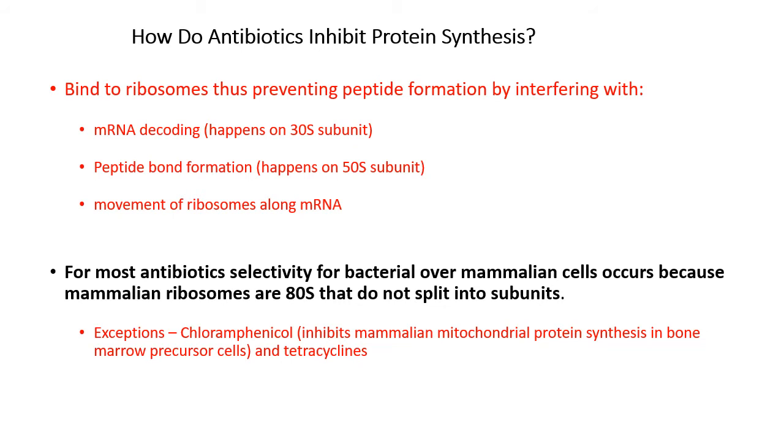And as I already said, for most antibiotics, selectivity for bacterial over mammalian cells occurs due to the difference in the ribosome, which doesn't split apart into subunits and reform. The honourable exception here is chloramphenicol, which does have toxicity towards mammalian mitochondrial ribosomes, and also tetracyclines. But chloramphenicol and tetracyclines are still much more toxic to bacterial cells than to eukaryotes.